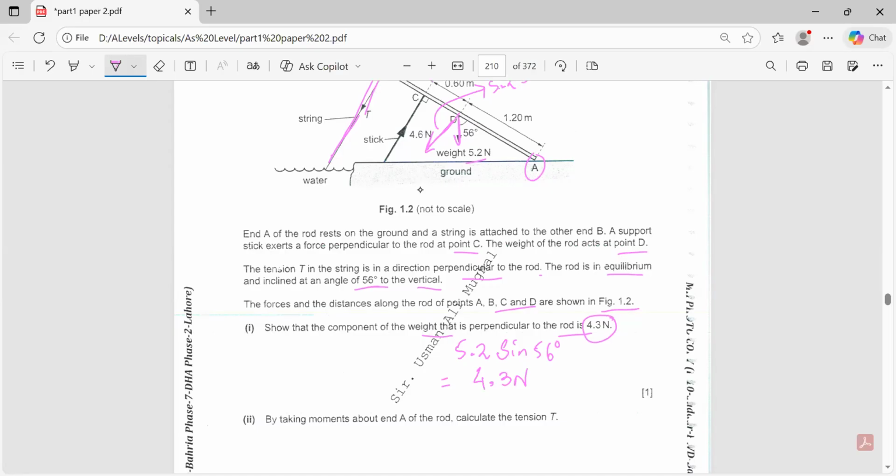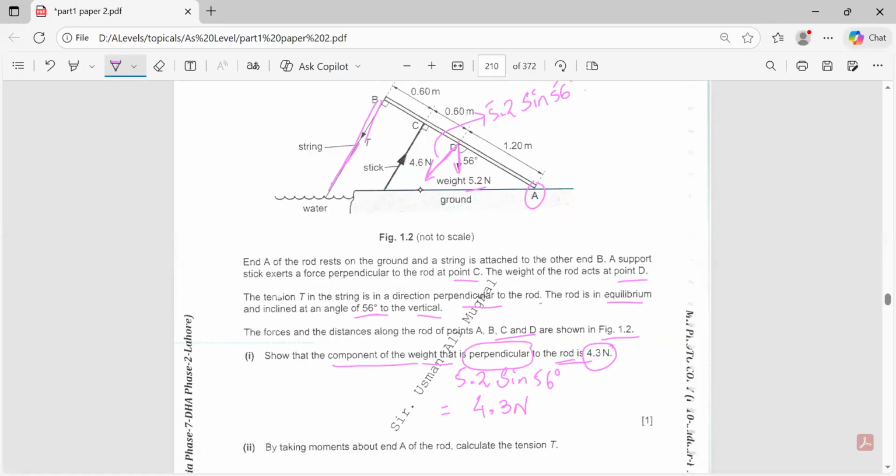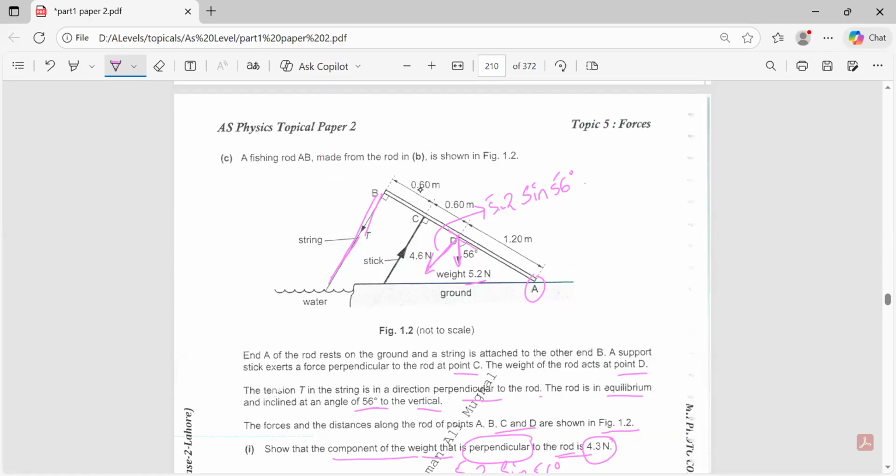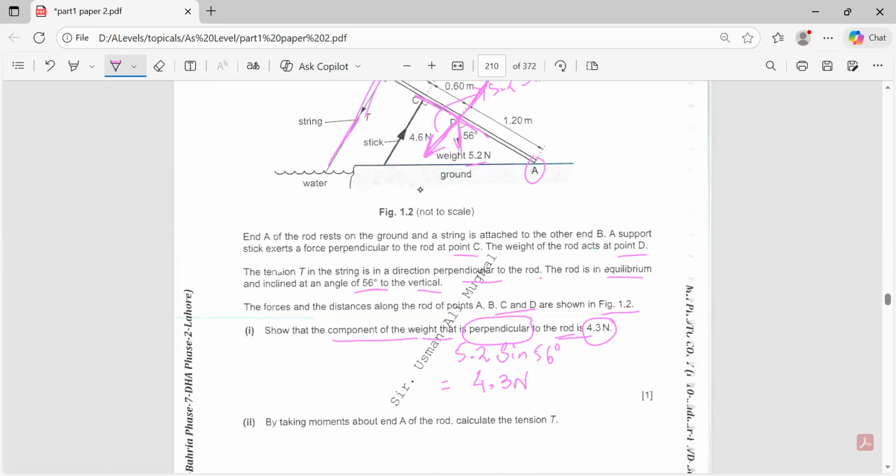Son, here it is written, you have to find the component of the weight which is perpendicular to the rod. So if this is a rod, then which component will be perpendicular to it? This component will be perpendicular. If this is your weight, then the perpendicular component will be this whole one. Are you getting? Yes sir.